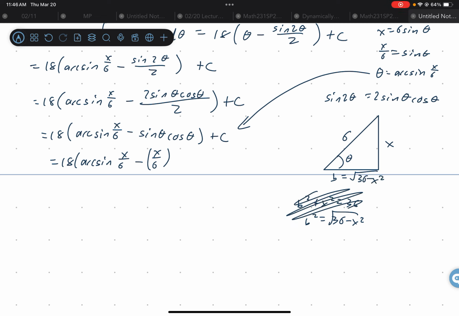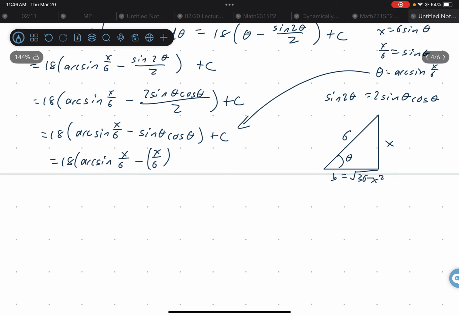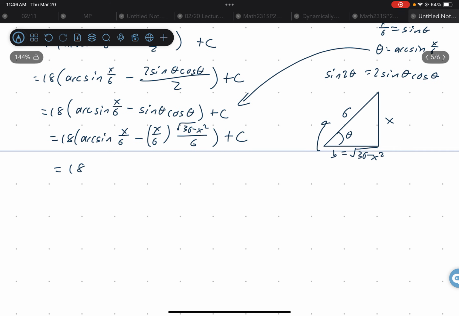There you go. You might be able to do that in your head, but I just wanted to show the algebra for the sake of it. So cosine of theta here is going to be the adjacent over the hypotenuse. So it's going to be times the square root of 36 minus x squared over 6. And there we go, that's it. We'll simplify this a little bit as per good practice, but really we found the answer by now. And that's the square root of 36 minus x squared over 36, plus C. Awesome.